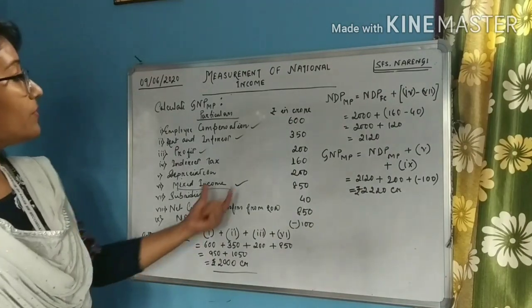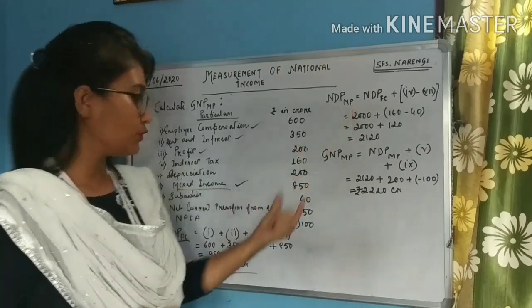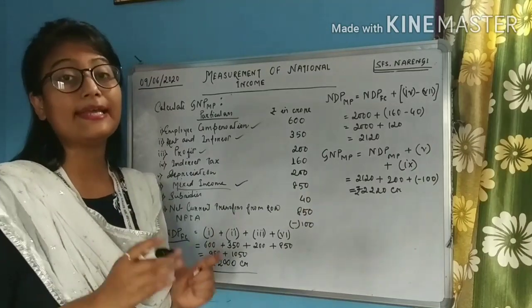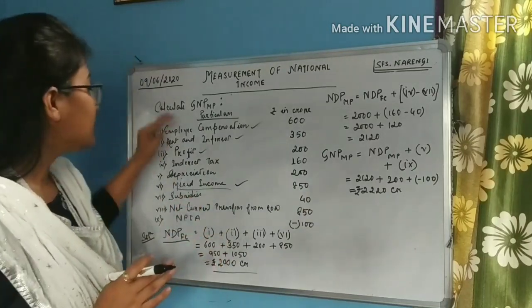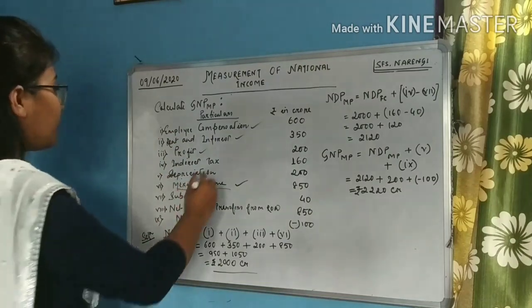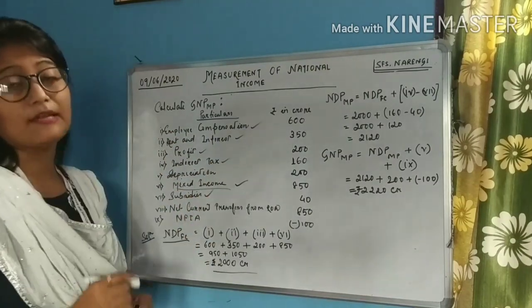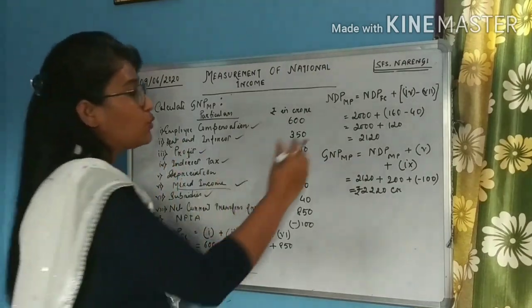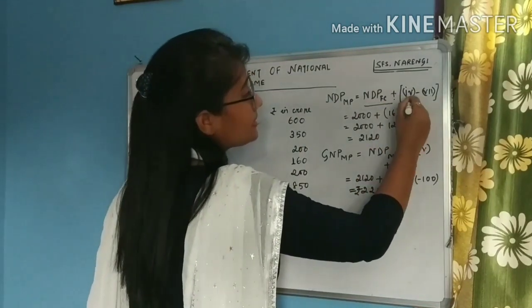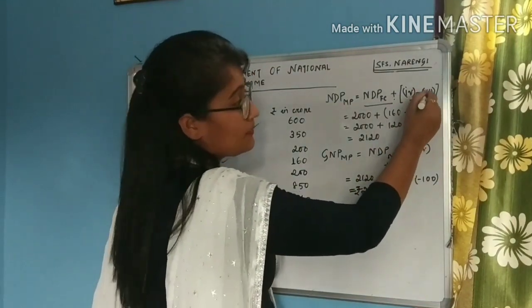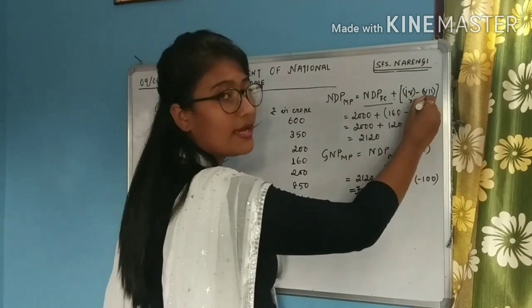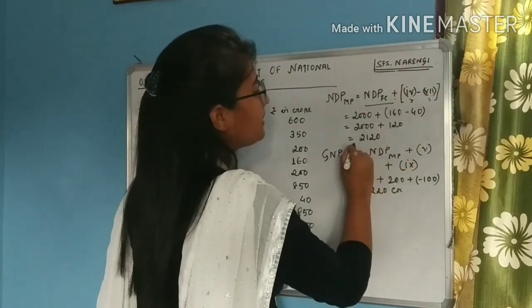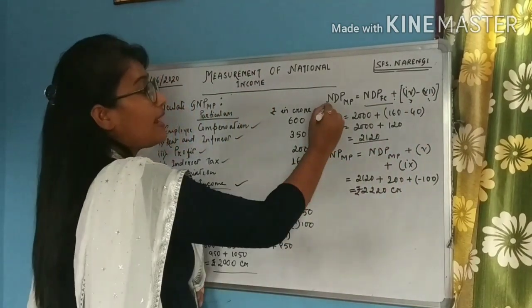So from NDPFC, I will now calculate the NDPMP. So this is FC and this is MP. So what we have to do? We have to add net indirect taxes. But students, there is no net indirect tax here. What we have is the indirect tax and subsidies. And we all know that net indirect tax is equal to indirect tax minus subsidy. So what we will do? NDPFC plus this is indirect tax and this is subsidy. And when indirect tax minus subsidy is done, this gives us the NIT, the net indirect tax. Okay. So we will do this. This will give us 2120. So this is our NDPMP.